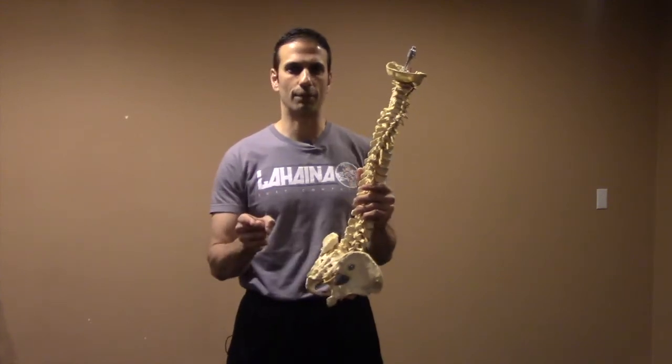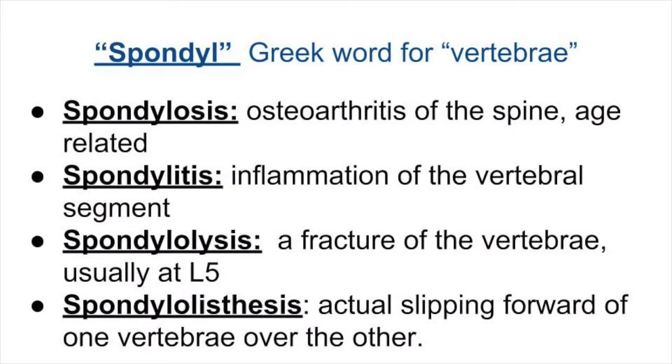So let's talk about that first. It's important to understand the different meanings of these similar sounding words. A spondylosis is an age-related change of the spine, usually osteoarthritic. Spondylitis is just an inflammation of the vertebral segment. A spondylolysis is a fracture of the vertebrae, usually at the L5, and that's the focus of this video.